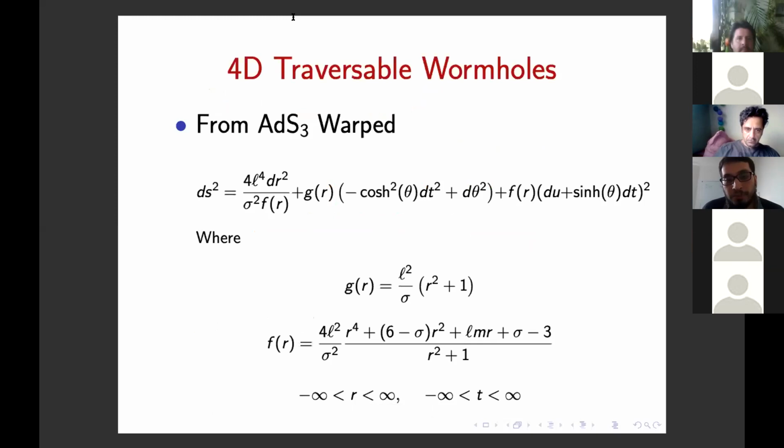Okay, I want to briefly introduce 4-dimensional traversable wormholes. Then from AdS3, it is possible to obtain a warped version of this space-time. Besides, as is well known, it is possible to slice AdS4 in AdS3 submanifolds. Therefore, if I want to obtain a warped AdS3 as the boundary of an asymptotically AdS4 Einstein space, I can propose the following metric, where the Einstein equations in vacuum are satisfied by these functions G and F. Notice that the U coordinate is compact, which is very important.